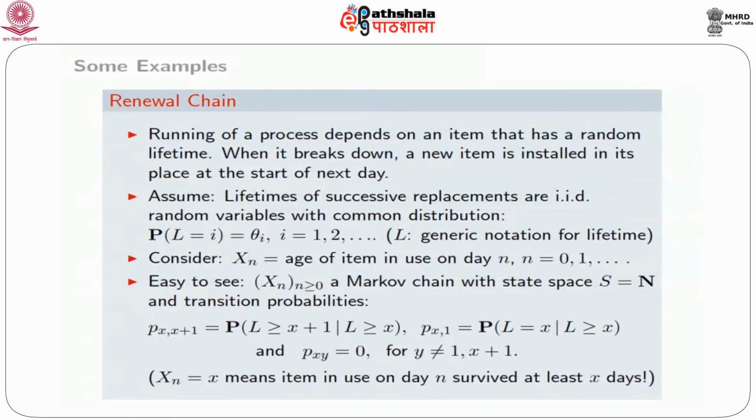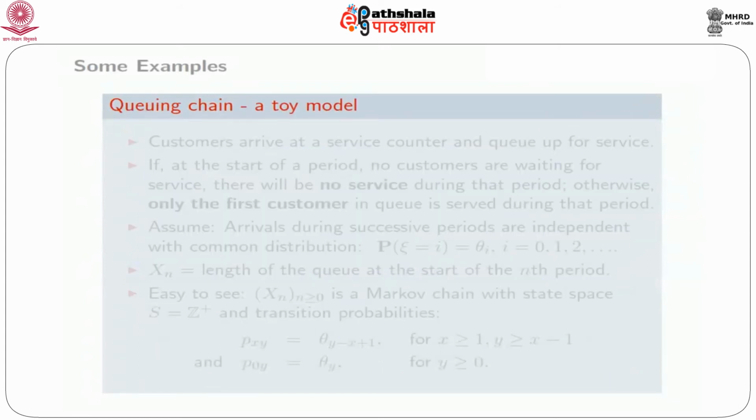Now to derive this formula for p_x,x+1 or p_x1 in terms of the conditional probabilities of L, you have to simply realize that X_n equal to x, that is, the item in use on day n has age x, really means that the item in use on day n has survived at least x days. That's exactly what it means. That means the life of that particular item is greater than or equal to x. That's all you have to realize. Then the formula is pretty easy to derive.